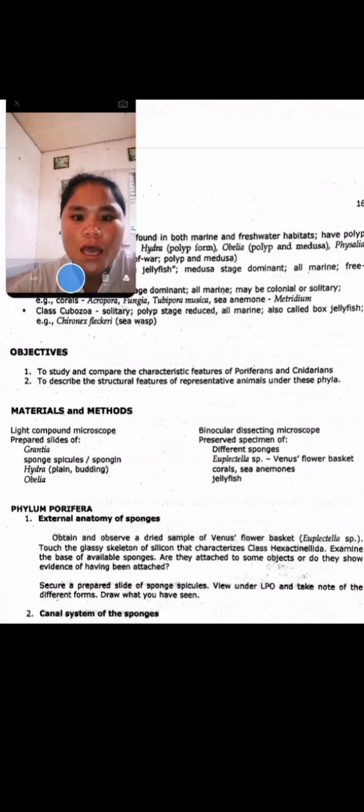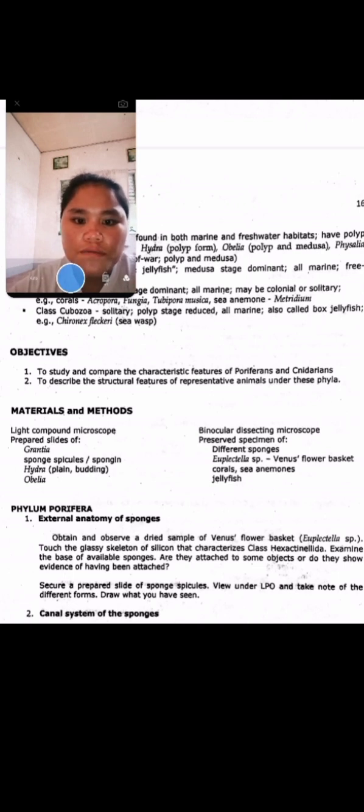Secure a prepared slide of sponge spicules. View under LPO also. Use the microscope here. Canal system of the sponges: examine prepared slides of Grantia under LPO. Move the glass slide to identify the following, so you can identify where each part is.